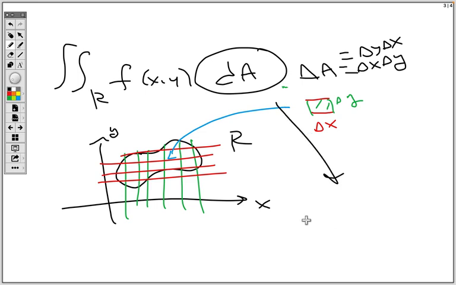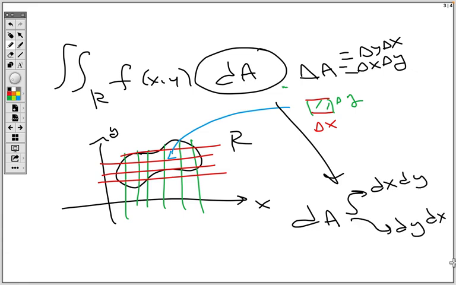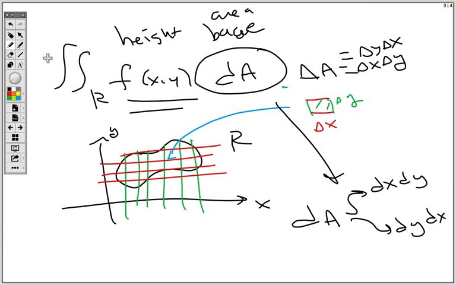And so that's why our area differential was either dx dy or dy dx. And then we would sample the points inside here, and we would figure out what the height was in terms of the function z equals f of x, y, and then we'd multiply, once again, the height times the area of the base, and that would give us our little volume element there. Okay.